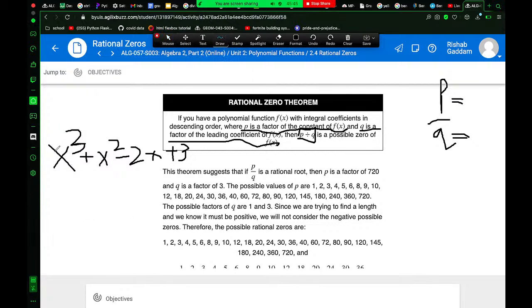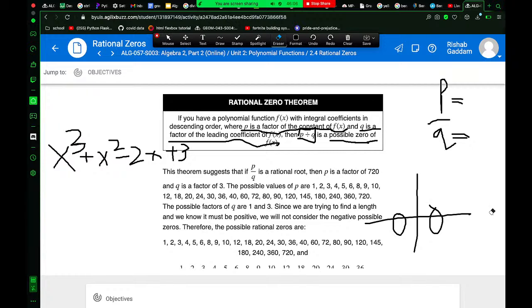So it's saying that p divided by q is a possible zero of f of x. It's a possible zero of f of x. And everybody knows what a zero means, right? It's where the graph touches the x-axis. Remember?